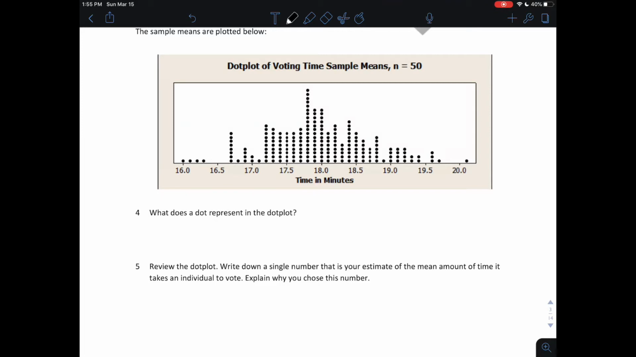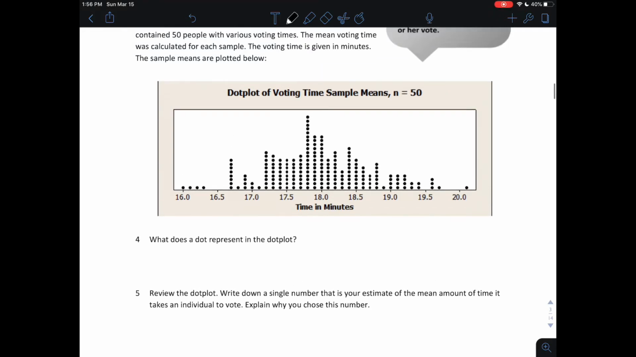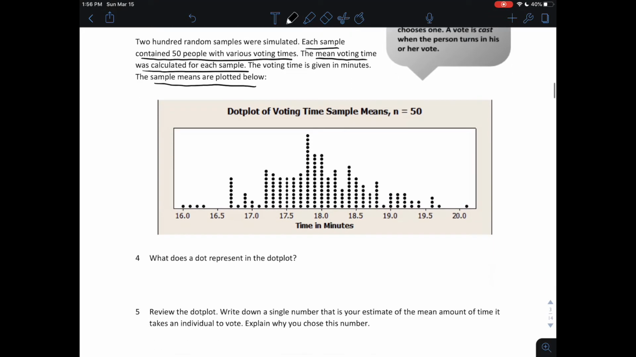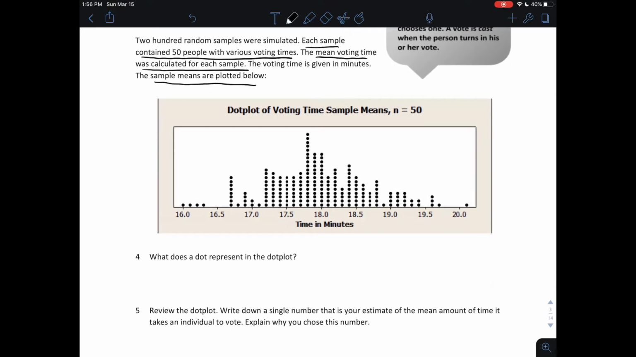Question number 4 asks, what does a dot represent in the dot plot? So this is similar to what we saw in an earlier question. If we look above, each sample contained 50 people, and the mean voting time was calculated. Those sample means are plotted below. So each dot just represents the mean voting time for one sample of 50 people.